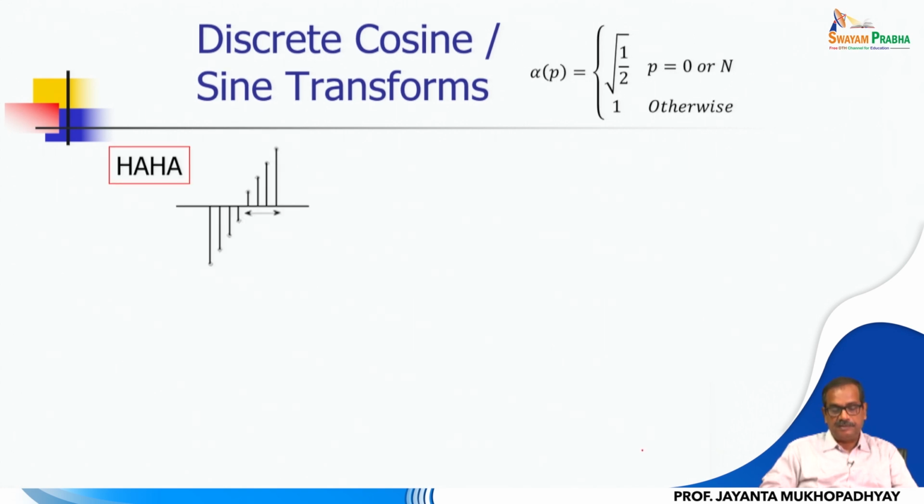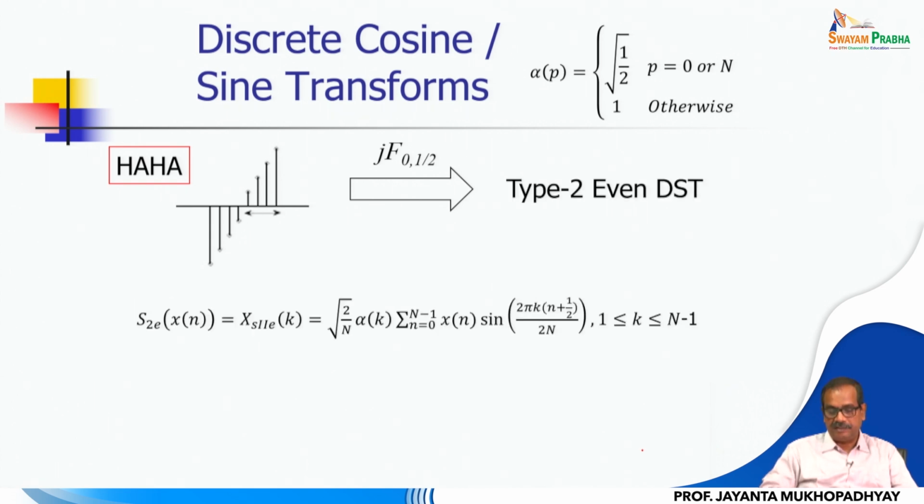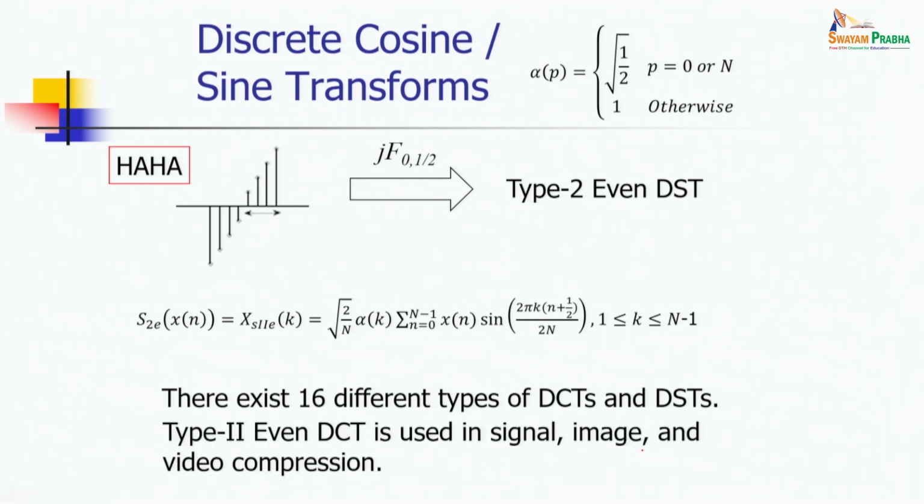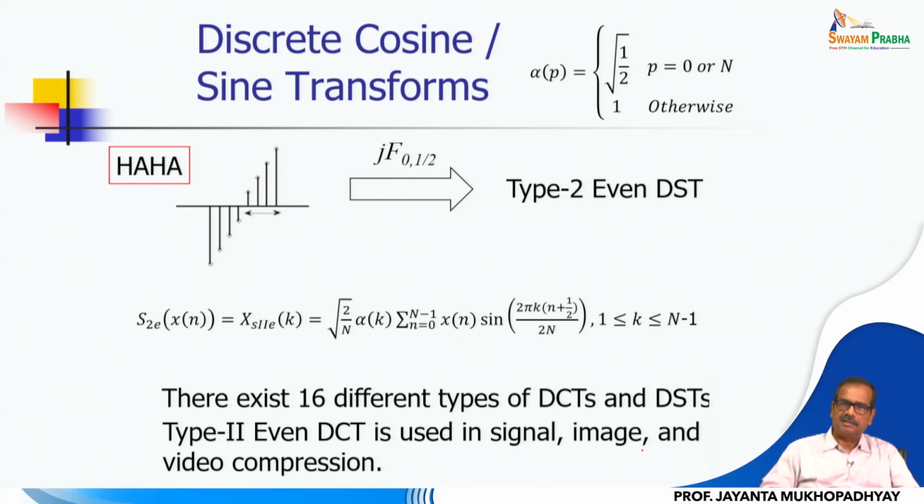For another type of discrete sine transform, it is half antisymmetry, like you get type 2 evenicity, DST, and this is the expression. So in this way, there exist 16 different types of DCTs and DSTs, but in our context we will be considering mostly type 2 evenicity and also sometimes type 1 evenicity because of the operations. Type 2 evenicity is used for signal, image and video compression. So we will see further how this understanding gives us different kinds of interesting operations later on for image processing.